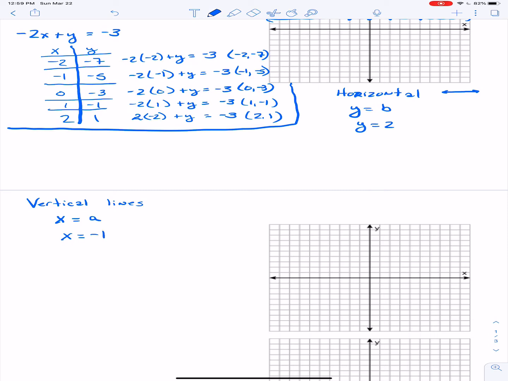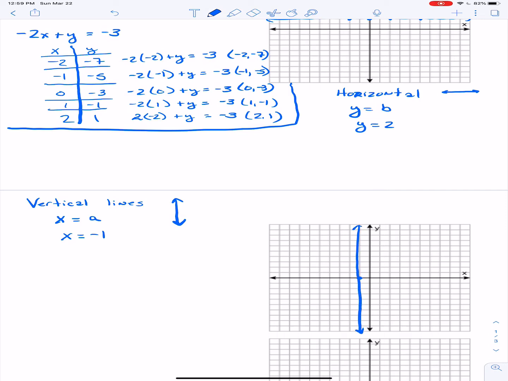Okay? So these lines are going to be vertical lines, and so they're going to look just like that when I graph them. So what I'm going to do is go on to the x-axis this time, and I'm going to locate negative 1, and I'm going to put a dot on it, or a coordinate point, and I'm going to draw my graph through that coordinate point.